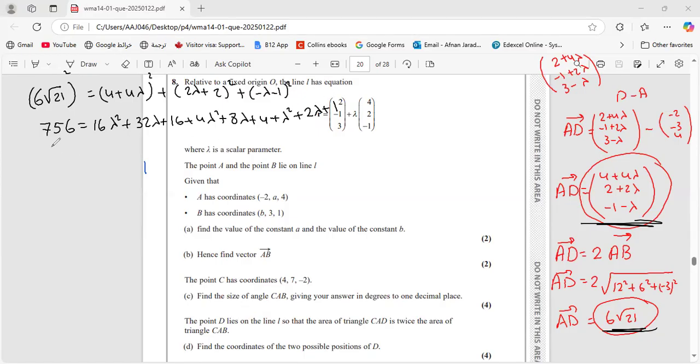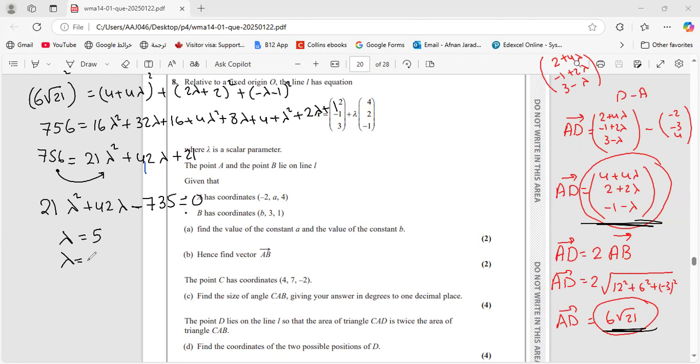You need to add or subtract like terms. It will be 21 lambda squared plus 42 lambda plus 21 equals 756. Take 756 to the side. The last equation equals to 21 lambda squared plus 42 lambda, and 21 minus 756, which equals to negative 735 equals to 0. And now to solve this equation, lambda must equal 5 and lambda equals negative 7.